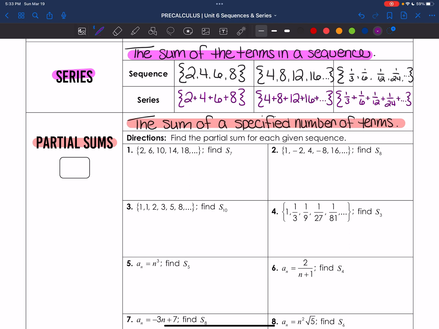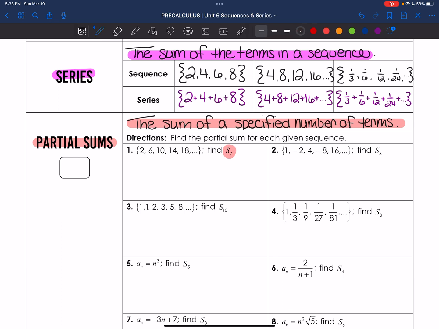And what we are going to be working with predominantly here to begin with are partial sums. We're going to be looking at these partial sums, which is just the sum of a specific number of terms. So we're going to know when to stop, is essentially what I mean by that. Like we see here, we're going to find this partial sum for the sequence 2, 6, 10, 14, 18, and what we want to find is the sum S7.